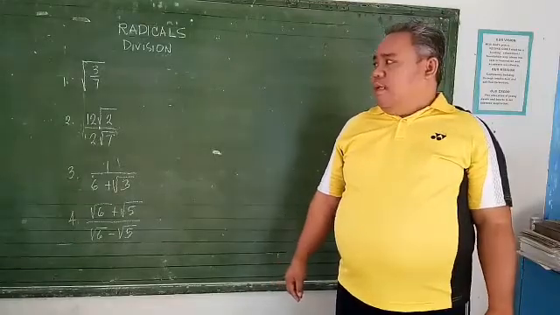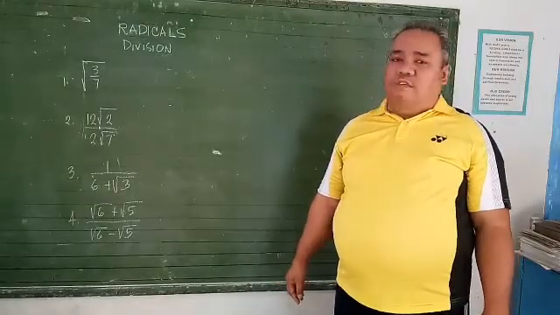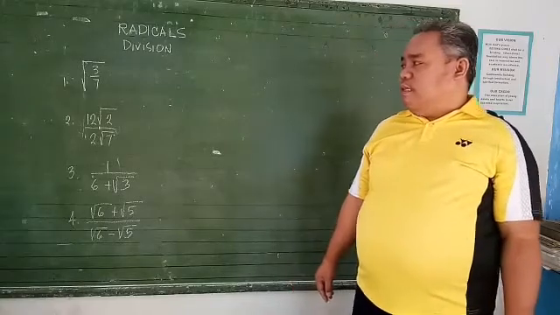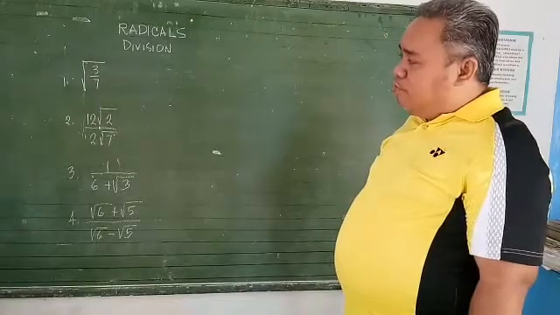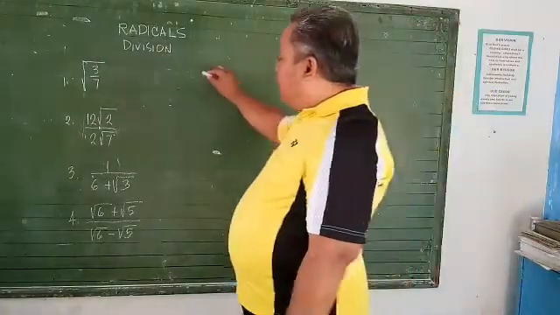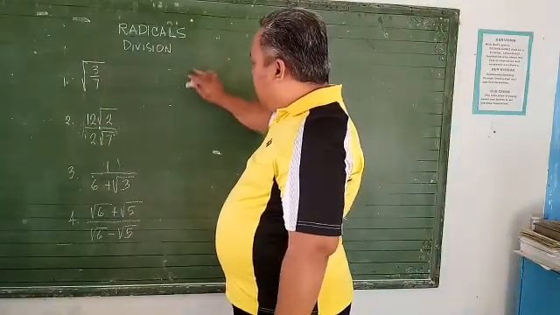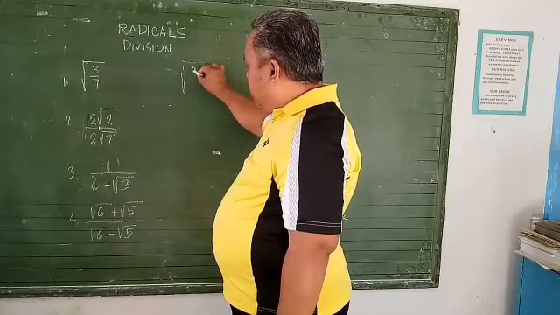Okay, let us now begin our discussion for the division of radicals. So let us begin our discussion for this topic. So given for number 1 is square root of 3 over 7.